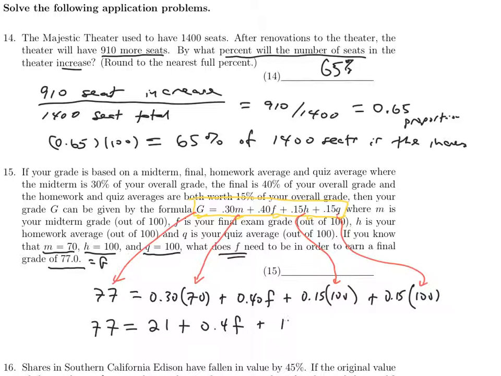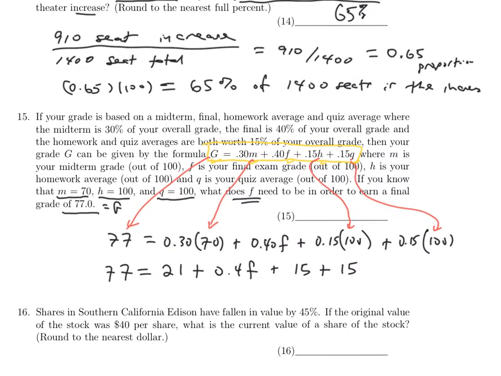0.15 times 100 is 15. So when I do all the multiplication on the right-hand side, I'll have 77 is equal to 51 plus 0.4f. And this means that, subtracting 51 from both sides, 26 is 0.4f. And now I can just divide both sides by 0.4. And again, that's not so bad if you have a calculator, but 26 divided by 0.4 is 65.